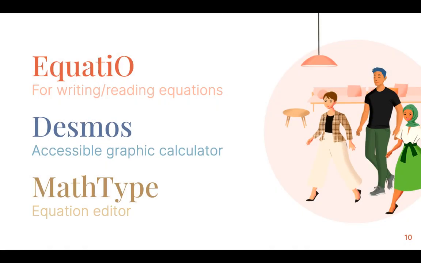Here are some specific to math examples on how teachers can make their classrooms more accessible. Teachers can use Equatio for writing and reading equations. Teachers can use Desmos for an accessible graphing calculator, and MathType as an equation editor.